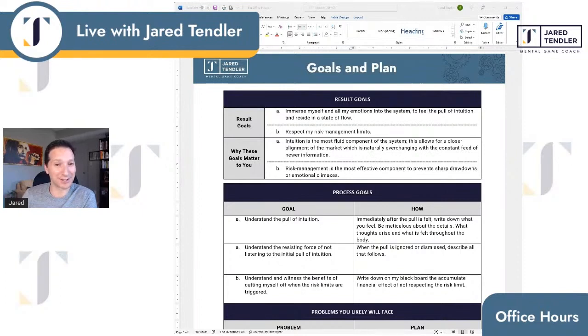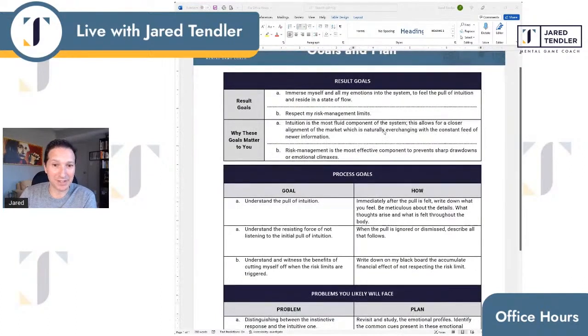And so to do that is going to require a lot, at least in my mind. We'll get to some of the process and problems here. The other thing is to respect my risk management limits, obviously an important part of trading. Why do these goals matter? Intuition is the most fluid component of the system. This allows for a closer alignment of the market, which is naturally exchanging with the constant feed of new information. Risk management is the most effective component to prevent sharp drawdowns of emotional climaxes.